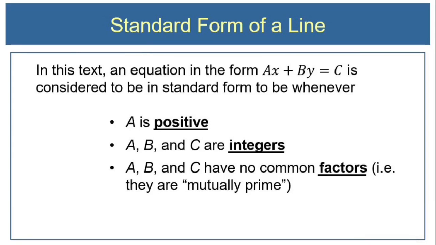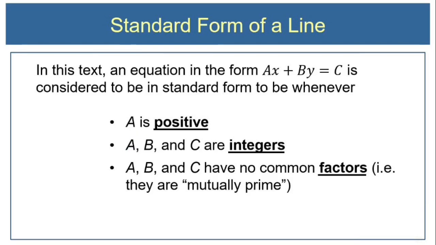Okay, now we're going to shift gears a little bit and talk about the standard form of a line. Standard form is just this way of writing the equation where the x term and the y term will both be on one side of the equal mark and the constant will be on the other side of the equal mark. And there are a few other rules too.